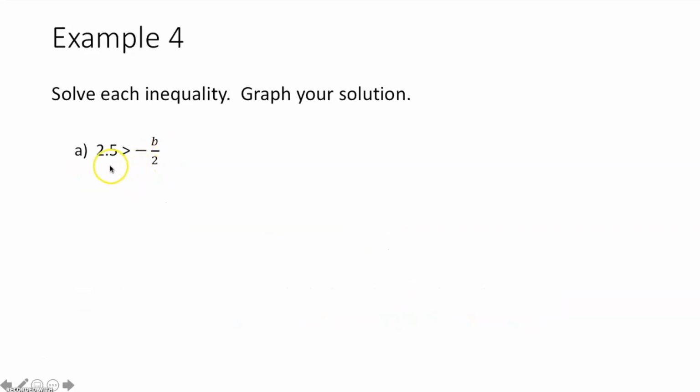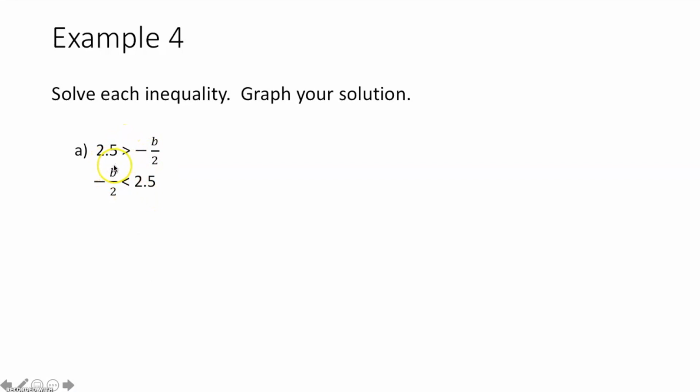Simplify, move, solve. So here, we want to first simplify. Can we simplify either side? No. Next, we need to move our variable to the left. Since we're at the beginning of our inequality, we just flip our inequality. So let's go ahead and bring this guy to the left. We'll bring this guy to the right, and we'll flip our inequality sign.